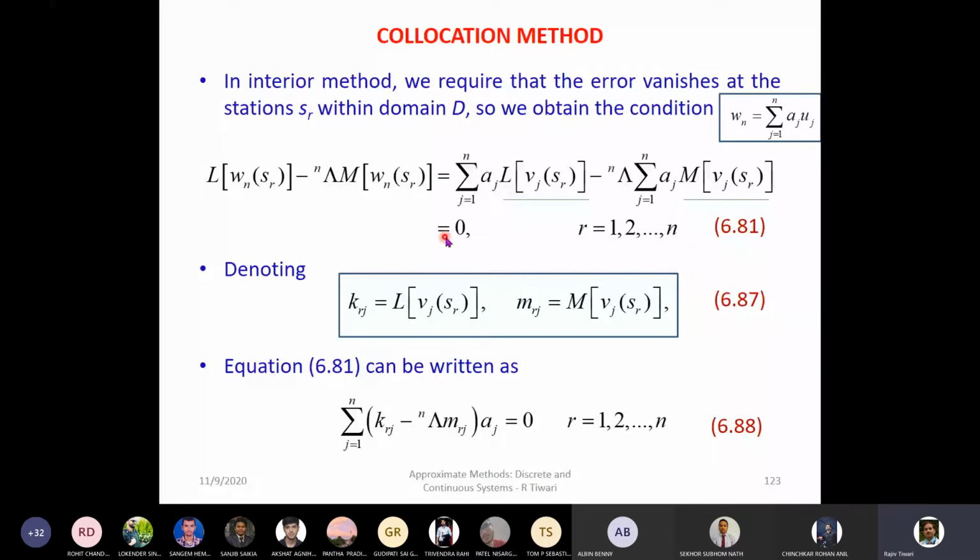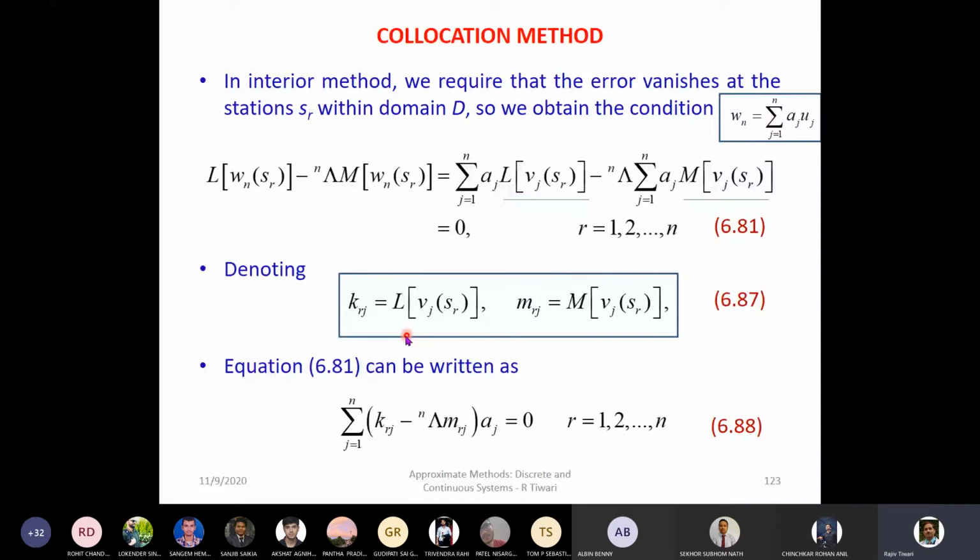We are saying that this error becomes 0 at those stations. So as simple as that. We are not integrating over the domain. Just we are saying this error becomes 0 at the chosen stations. So chosen stations can be any number depending upon the accuracy required.